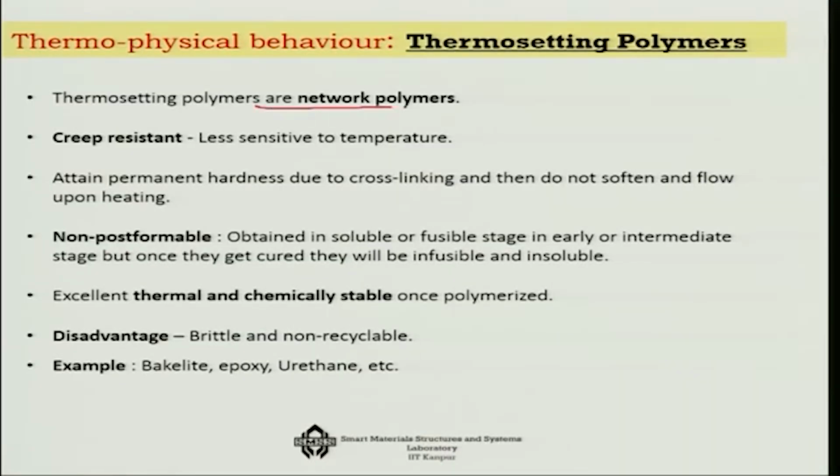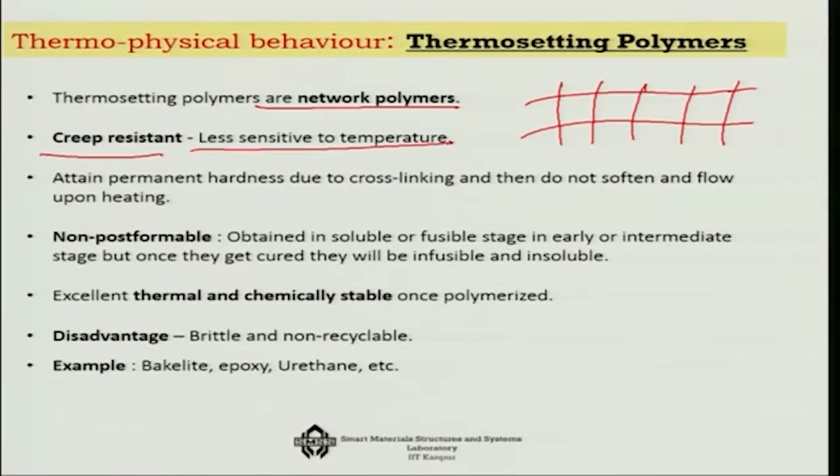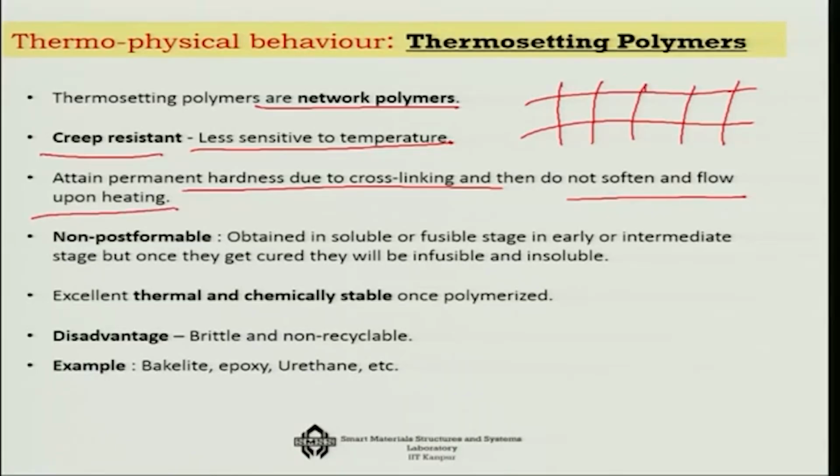Thermosetting polymers are network polymers. They are creep resistant and less sensitive to temperature, quite naturally, because unlike the linear polymers, here you have cross bondings and chemical bondings. That means the individual chains are not very free to move with respect to each other. As a result, they are creep resistant and less sensitive to temperature, and they attain permanent hardness due to cross linking. Once again I want you to recall the super glue example: once it gets networked, it does not soften and flow upon heating. That is the good part of it.